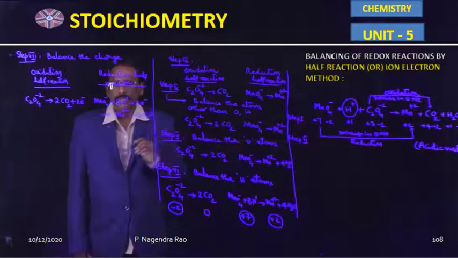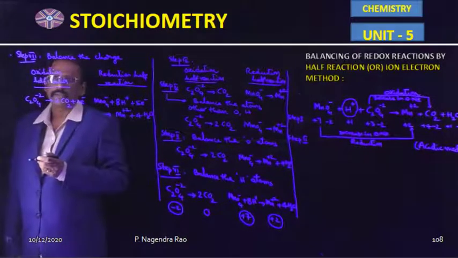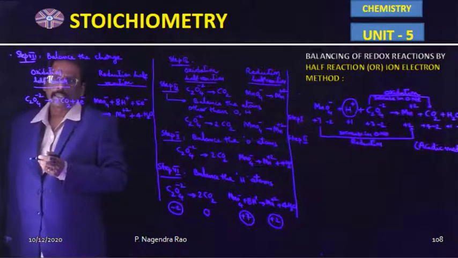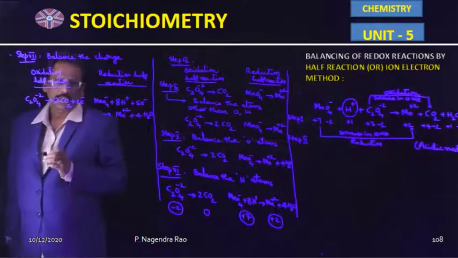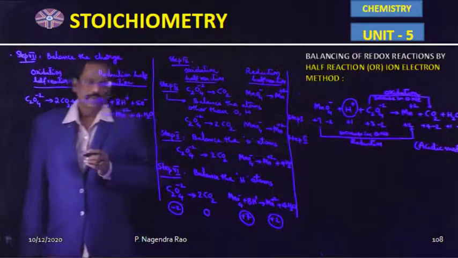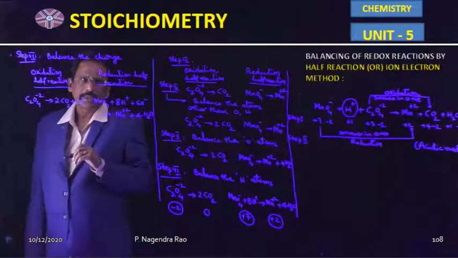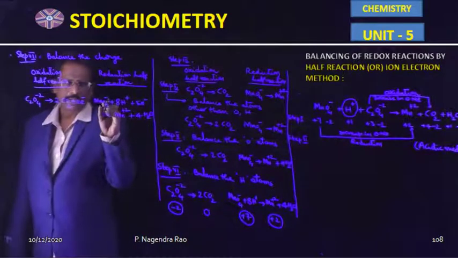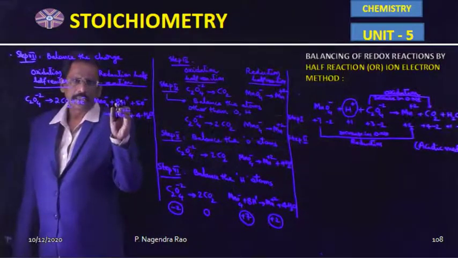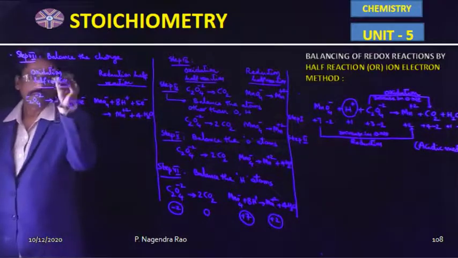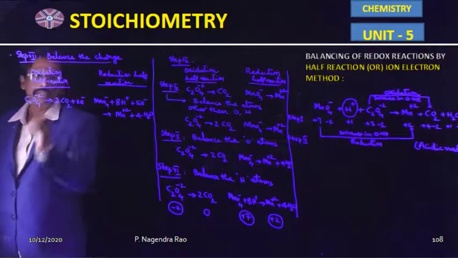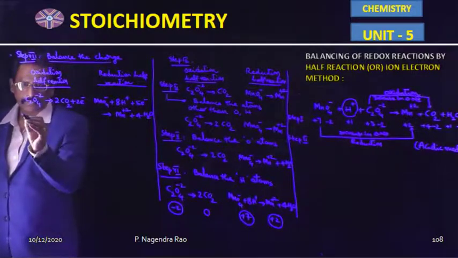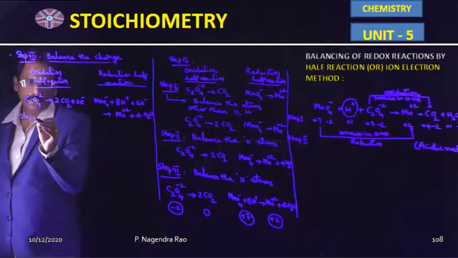So if you want to balance the charge in oxidation half reaction, add the required number of electrons to the product side. To balance the charge in reduction half reaction, add the required number of electrons to the reactant side. So this is about the balancing of the charge.